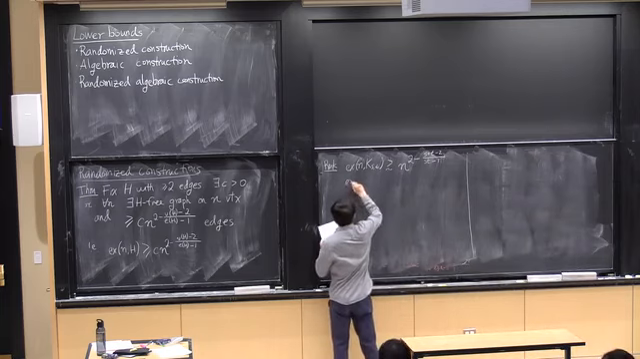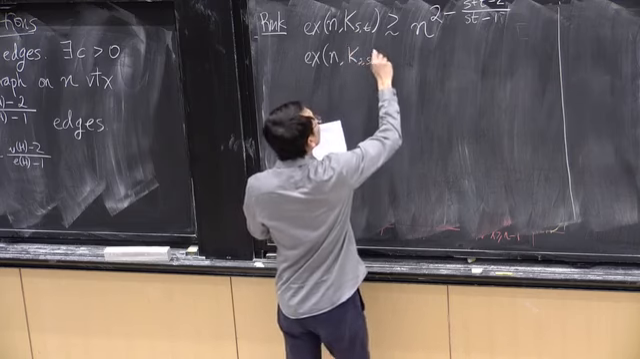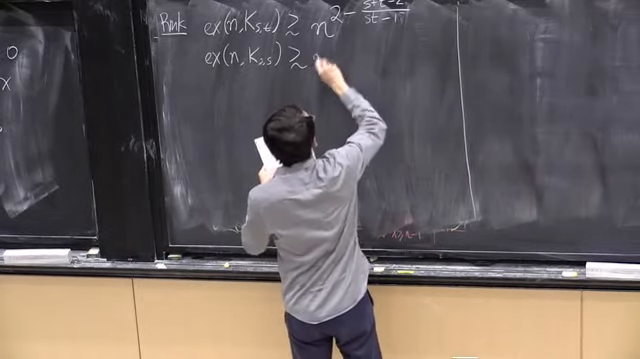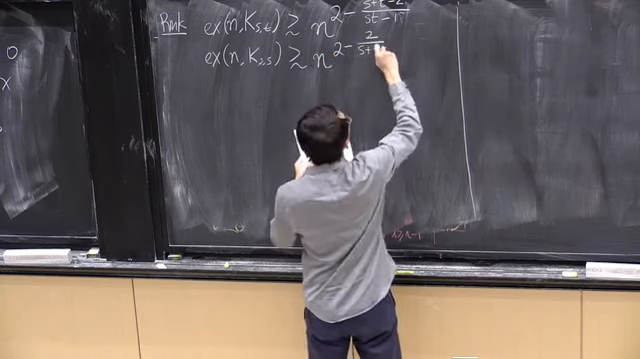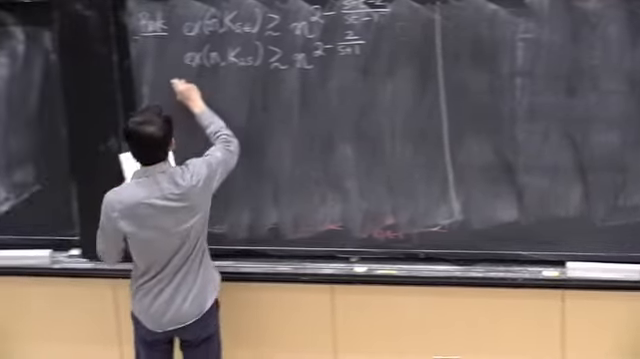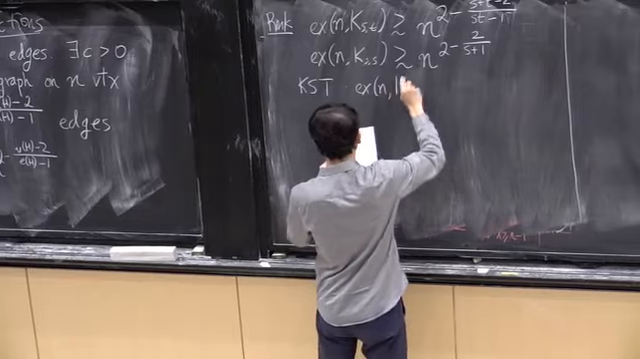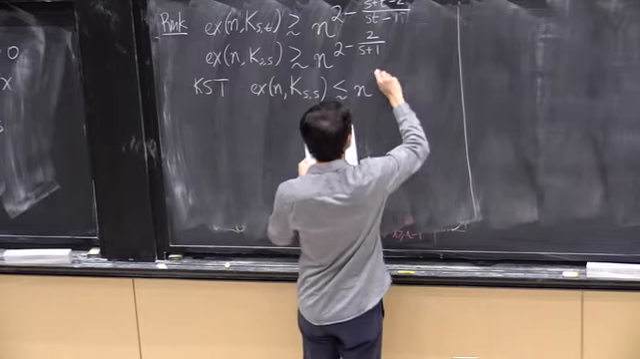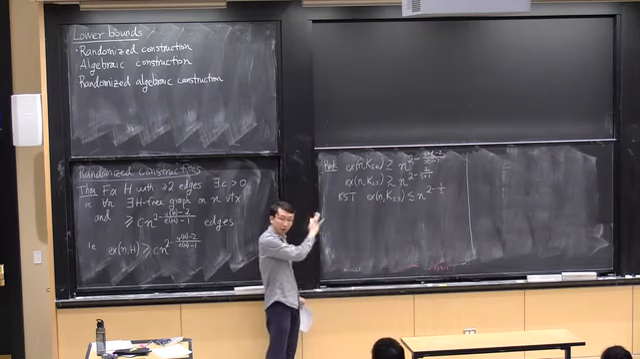In particular, setting s and t to be the same, we find that the K_{s,s} extremal number is lower bounded by this quantity here. So how does that compare to Kővári-Turán? In Kővári-Turán, we saw that the K_{s,s} extremal number is at most order n to the 2 minus 1 over s. So there's a bit of a gap.